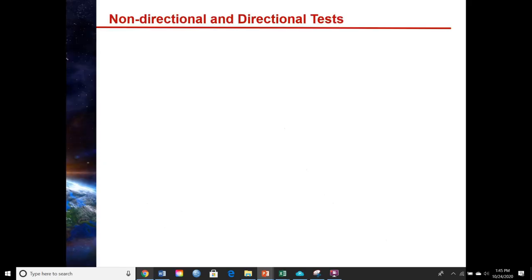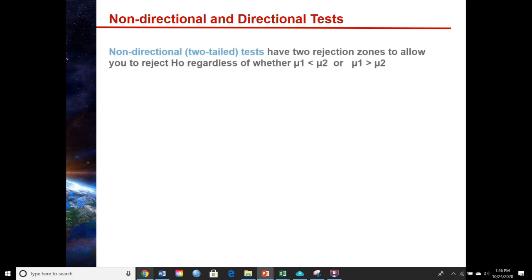Now it's time to talk about non-directional versus directional tests. And we're also going to talk about non-directional and directional hypotheses. First, we're going to talk about tests. Up to this point in the class, everything that I've shown you pretty much has been non-directional or two-tailed tests. These are hypothesis tests, tests of significance. We learned that these things have many different names, inferential tests.